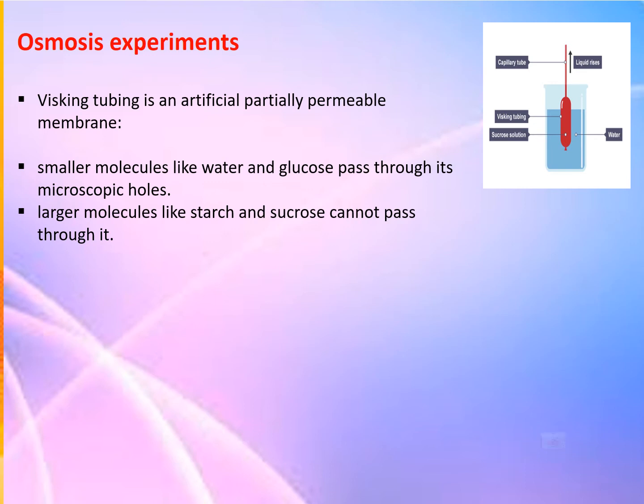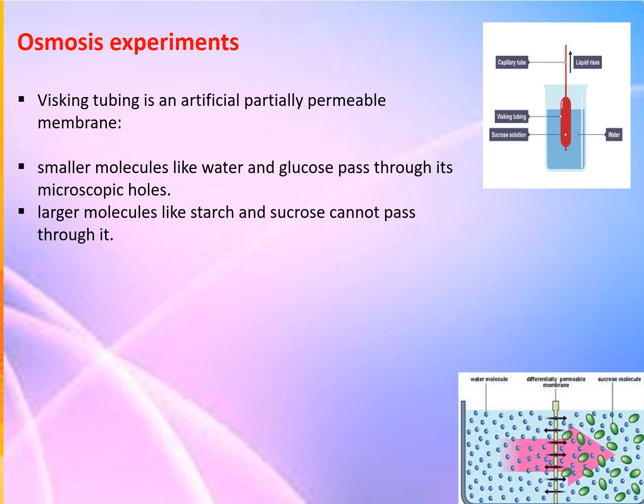We will see now what is happening through this picture. The sucrose molecules are too big to pass through the holes in the partially permeable membrane. You can see in this picture the green colored particles. The water molecules, blue color, can pass through the membrane in the other direction.